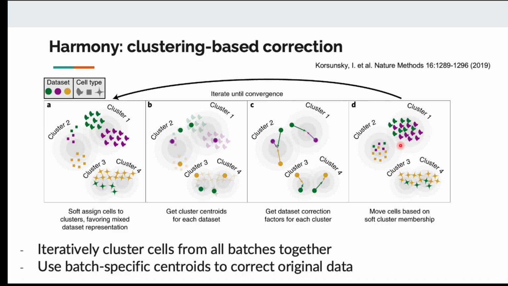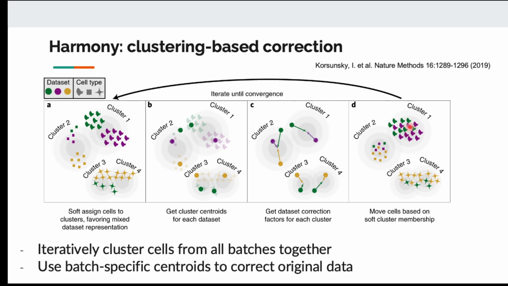And this process will repeat until everything converges. So at the end, you're going to get the number of clusters matching the number of cell types. And in each cluster, which has the same cell type, cells from different batches, cells from different samples, are going to lay on top of each other.